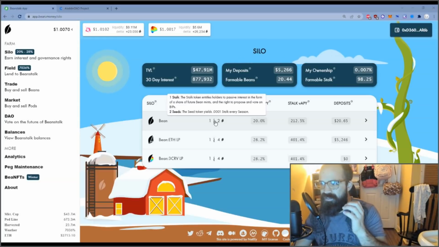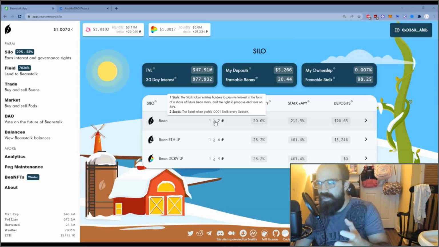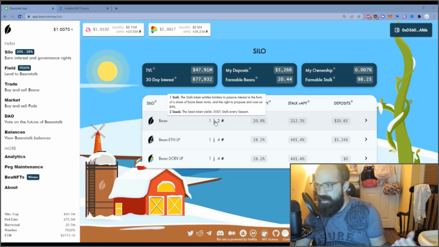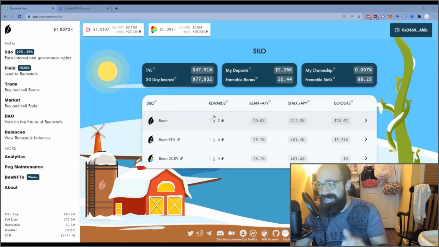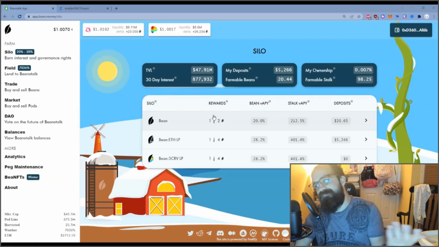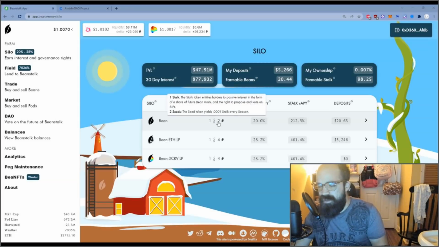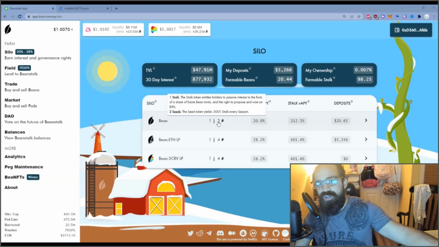It is an ERC20, and it's the token that mints the Bean to you. This is how you get Bean. This is how you get your yield, your APR, your APY, by having stock. Without stock, you will get no interest, you will get no Bean, you will get no anything. Seeds are vested stock. Seeds mature into stock over time.